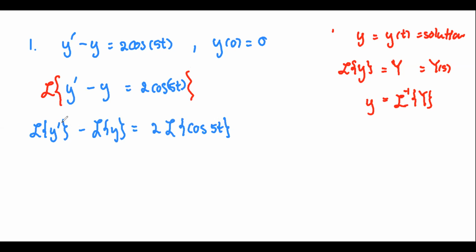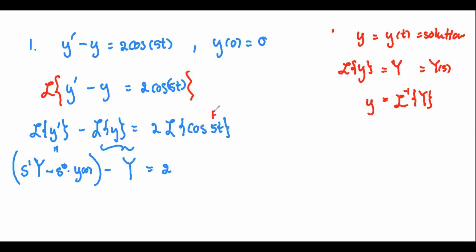So for the Laplace of the derivative of y, n is 1. So from the theorem, this becomes s to the power 1 times the Laplace of the lowercase y, which is the uppercase Y, minus s to the power 0, multiplied by the initial condition y at 0. So these two terms are from the Laplace of y prime. And then the Laplace of y is the capital Y, equals 2 times the Laplace of cosine 5t.